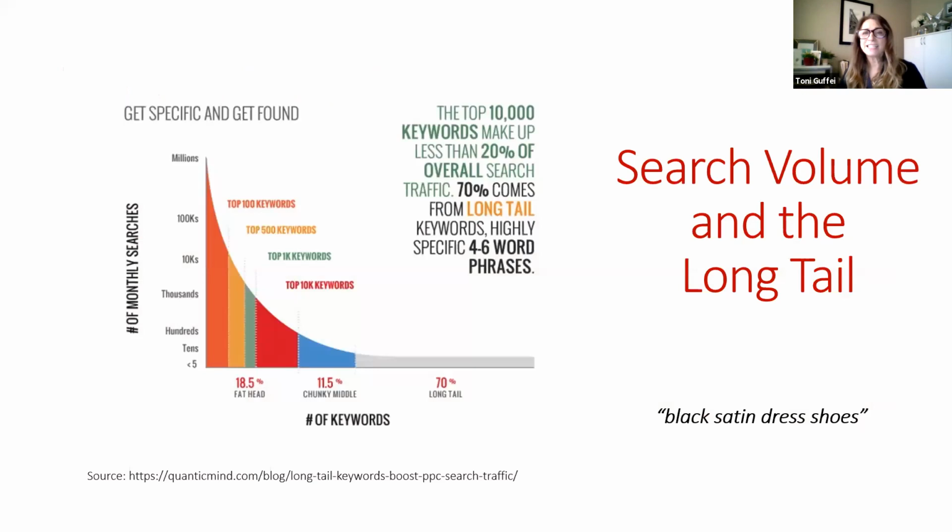One thing to keep in mind is search terms. The top 10,000 keywords make up less than 20% of the overall search terms. So yes, I search for dress shoes, but what I'm really looking for is those black satin dress shoes. That's what's called a long tail search term. They're more unique terms. The volume might be super high for dress shoes, and less high for long tail terms, but those are more intention-focused and specific.